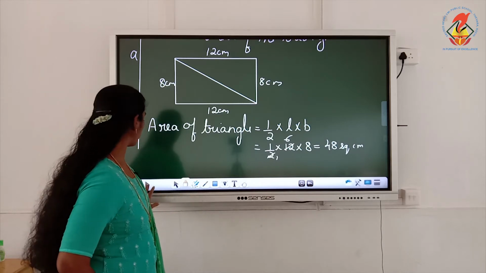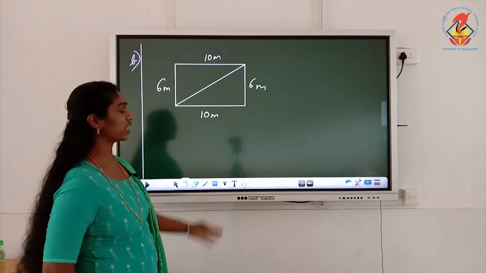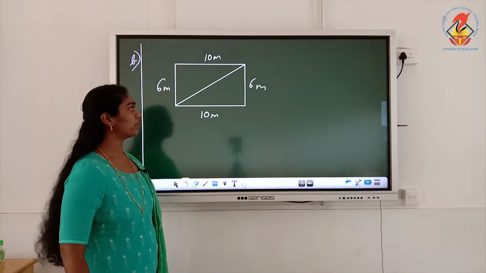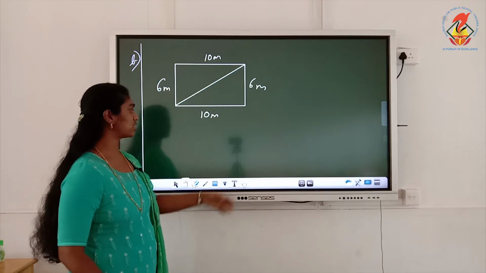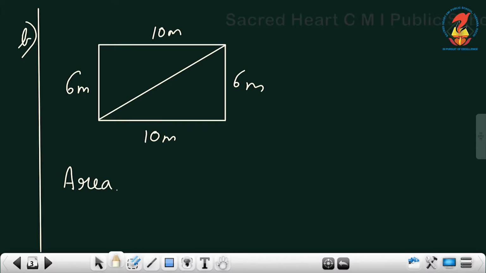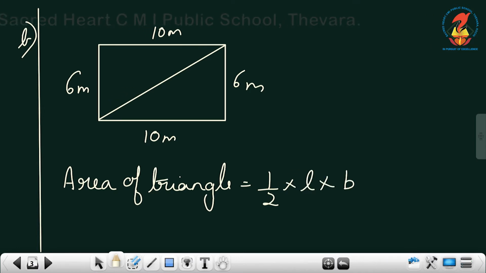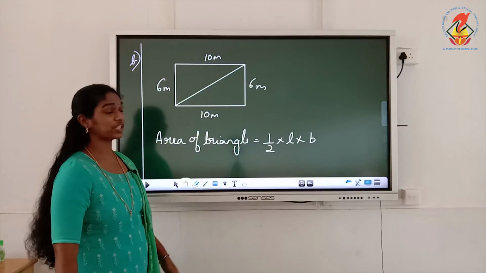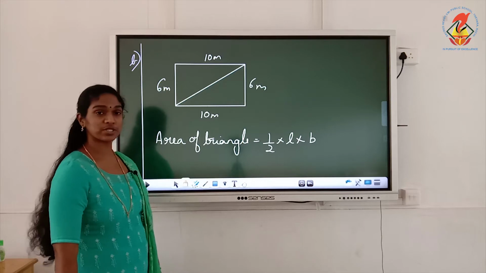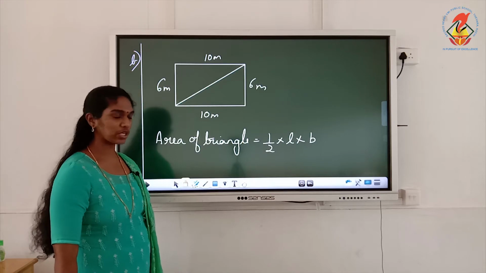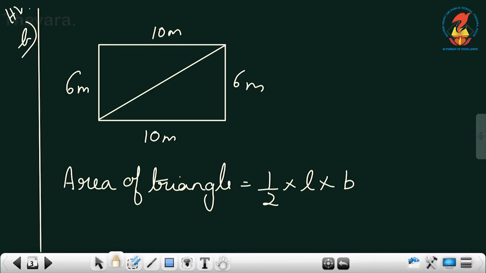Okay. So, you have a similar question like this. A triangle, rectangle is given to you. The length is 10 meter and the breadth is 6 meter. So, children, write down area of triangle equal to half into length into breadth. Okay, and then apply the values. Half into 10 into 6, calculate and get the answer. Write the unit as square meter. Okay, so do it as a homework.